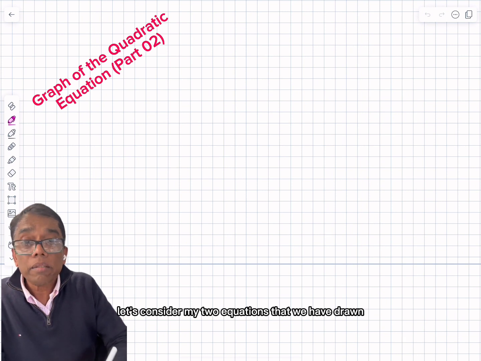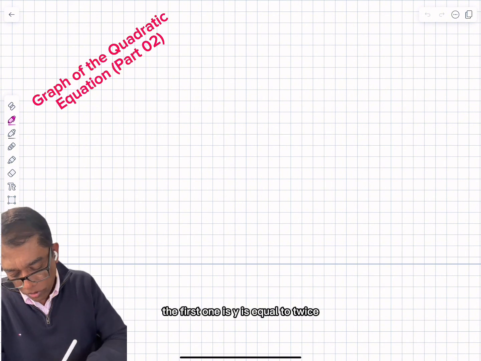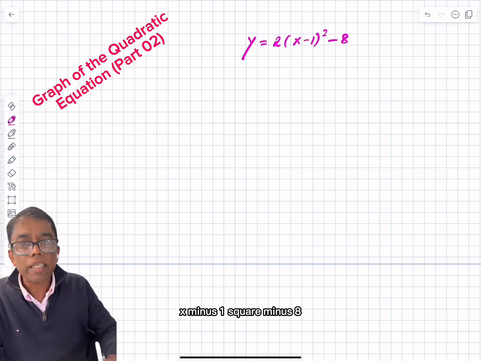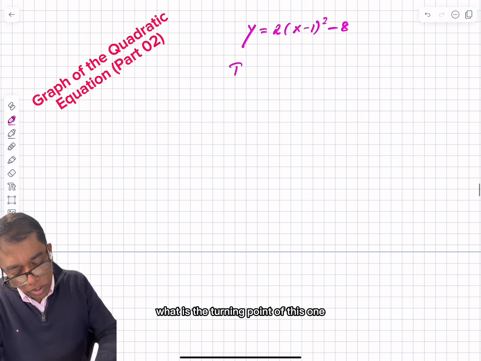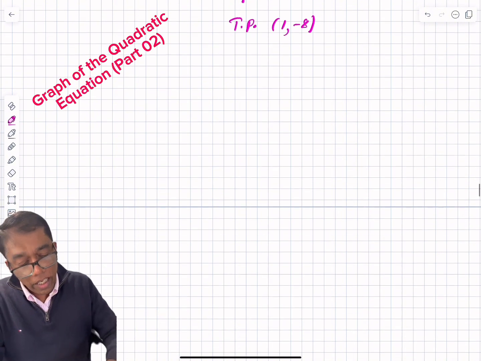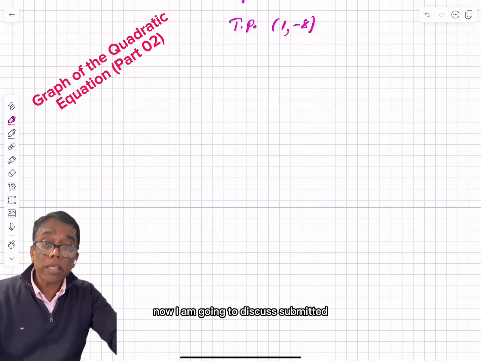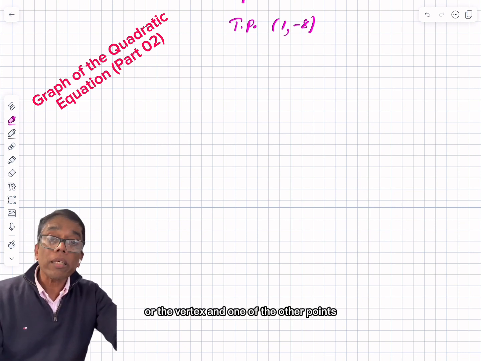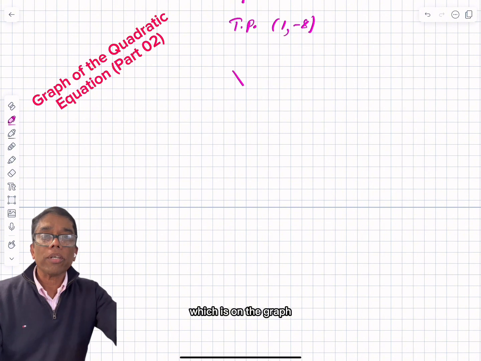Let's consider the two equations that we have drawn. The first one is y is equal to 2 times x minus 1 squared minus 8. What is the turning point of this one? The turning point is 1 and negative 8. Now I am going to discuss a method of how to find the dilation factor by using the coordinates of the turning point or the vertex and one of the other points which is on the graph.